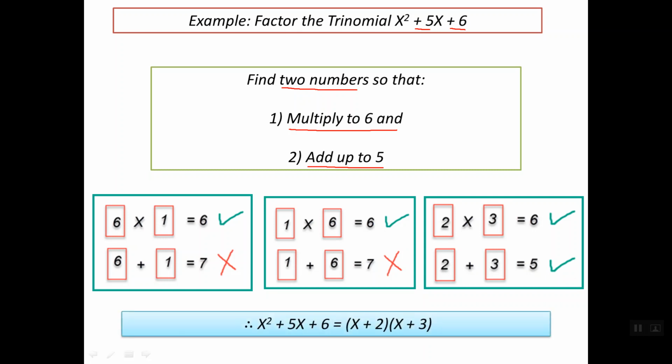Now we can simply do the factoring for the binomial. So x squared plus 5x plus 6 is equal to x plus 2 multiplied by x plus 3. So we have these two factors for the trinomial. In the first factor, the plus 2 is the first number we found, and in the second factor, the plus 3 is the second number we found.